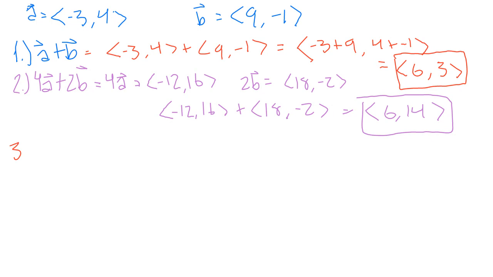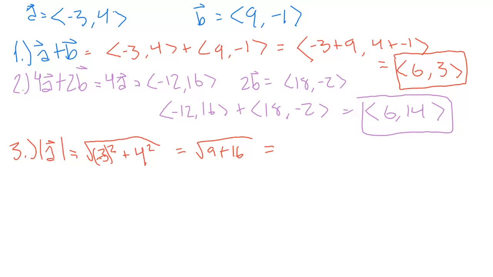For part 3, we want to just find the magnitude of a, which is just a simple plug and chug. So we know we moved 3 in the first direction, so negative 3 squared. And then we moved 4 in the y direction, so 4 squared. That is the square root of 9 plus 16, the square root of 25, which is just 5.